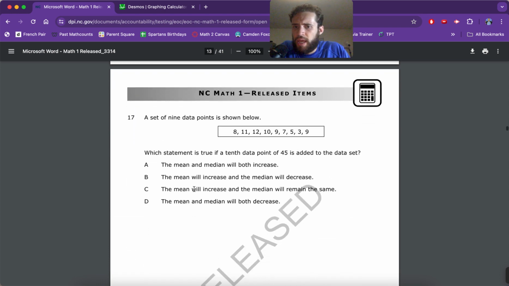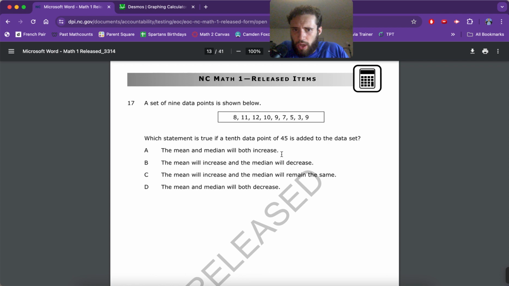So that's D. A set of 9 data points is shown below. All right, 8, 11, 12, 10, 9, 7, 5, 3, 9. Which statement is true if a 10th data point of 45 is added to the data set? All right, so 45 is way bigger than all of these. Let's see, if we put these in order, we've got 3, 5, 7, 8, 9, 9, 10, 11, 12. And there's how many points here? There are 9 points. So the middle is the 5th. So let's see, 1, 2, 3, 4, 5. The 5th point is 9.